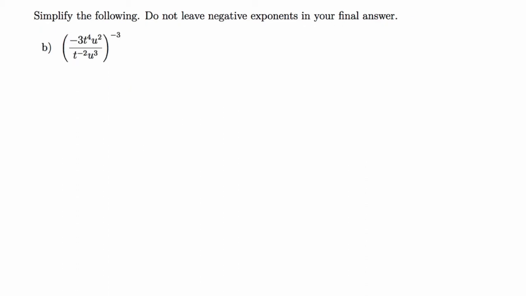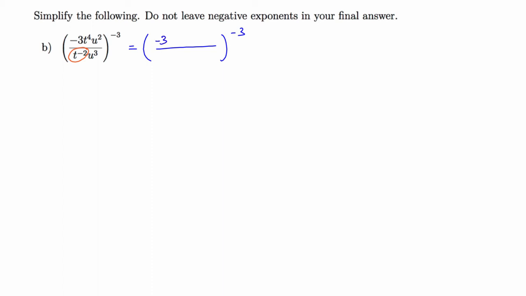On part B, we have the quantity negative 3 t to the 4th u squared all over t to the negative 2 u to the 3rd, all of that in parentheses, raised to the negative 3rd. Order of operations, we should probably simplify what's inside the parentheses first before we try to deal with that negative exponent. Again, you do have your two approaches. The approach I'm going to start with is moving anything that has a negative exponent. So I circled that t to the negative 2 in the denominator. That's the only negative exponent inside this expression, so that's the only thing that's going to move.